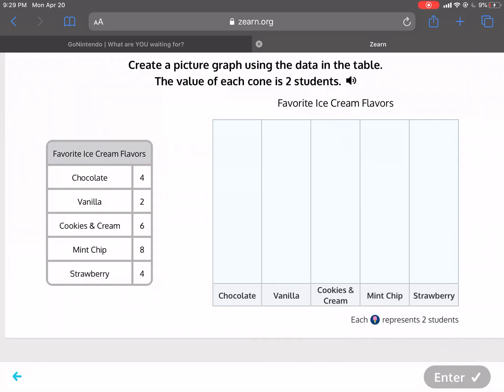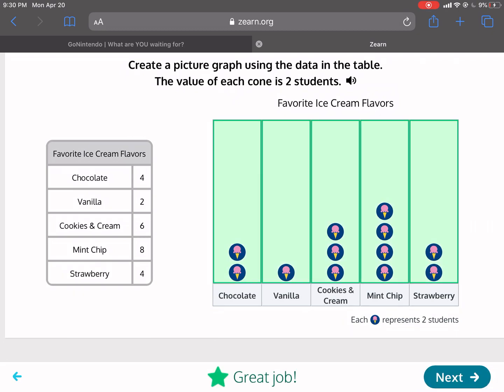Now it's our turn to make a graph. We're going to use the information from our table to create our graph. For chocolate, we know that 4 students chose it, and so we need 2 ice cream cones because every ice cream cone represents 2 students. For vanilla, we only need 1. Cookies and cream, we need 3 because 3 times 2 equals 6. Mint chip, we need 4 because 4 times 2 equals 8. And strawberry, we need 2 because 2 times 2 equals 4.